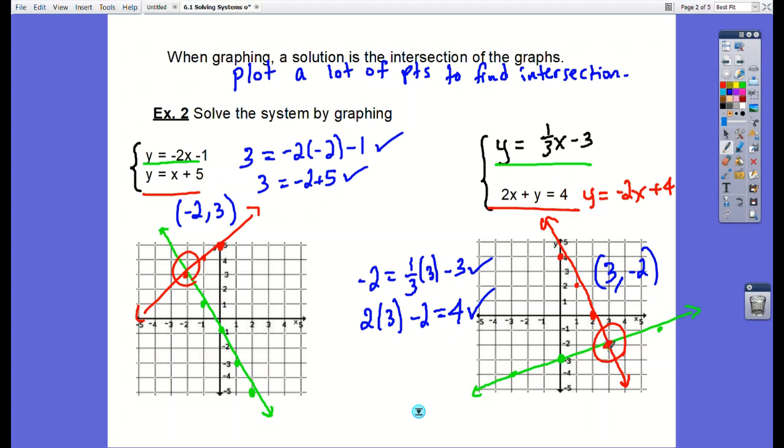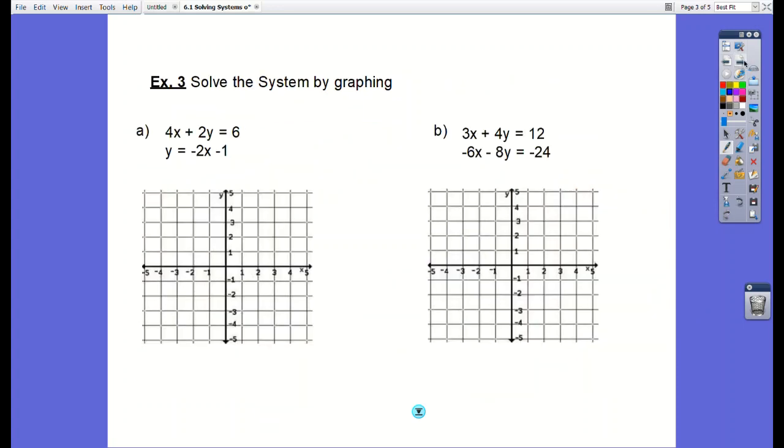This is really just a practice in graphing, right? You get 2 graphs per problem. That's really all solving by graphing is. Make sure your graphing skills are strong. So to make sure they are, let's go one more problem and solve these 2 systems by graphing.